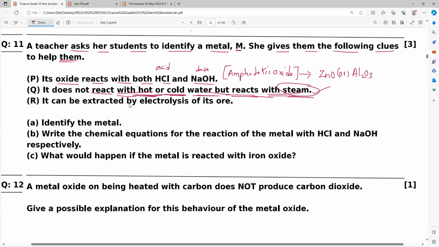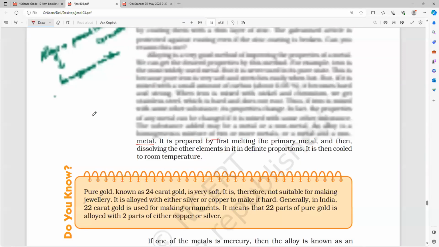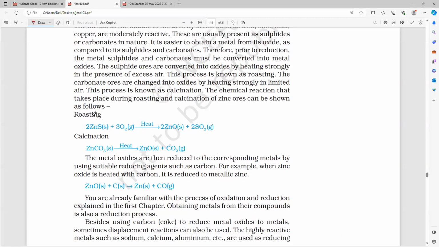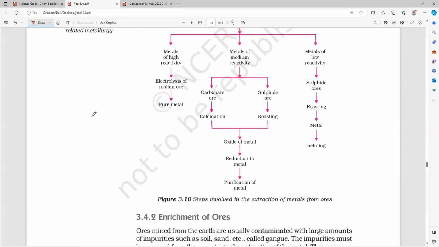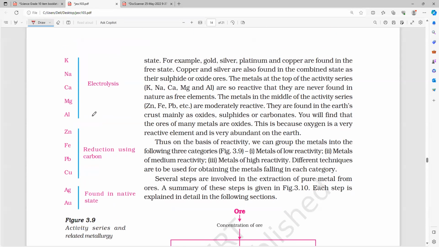Next, it can be extracted by electrolysis of its ore. Electrolysis of its ore, they are asking. Go to extraction of metals. Electrolysis of ores, so verify where it will be. It undergoes electrolysis, so pure metals. By seeing the statement, I can conclude it is aluminum. Why?